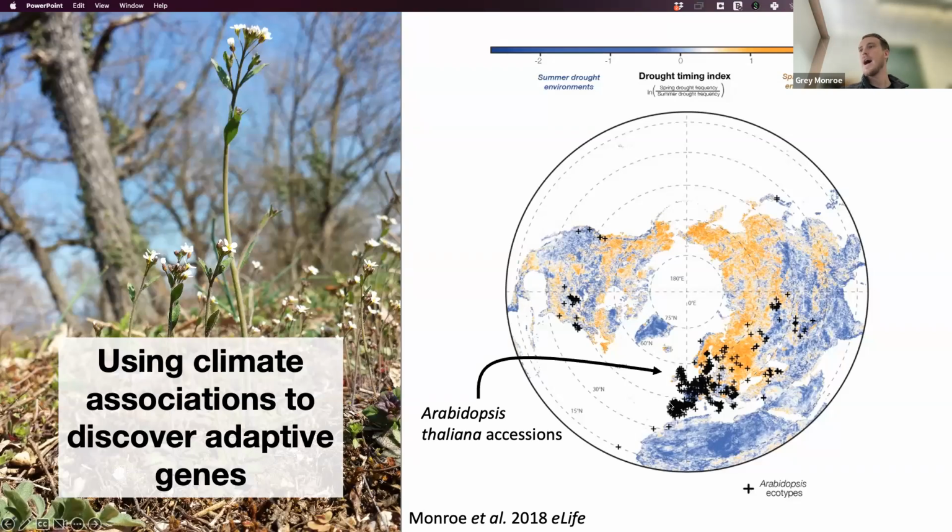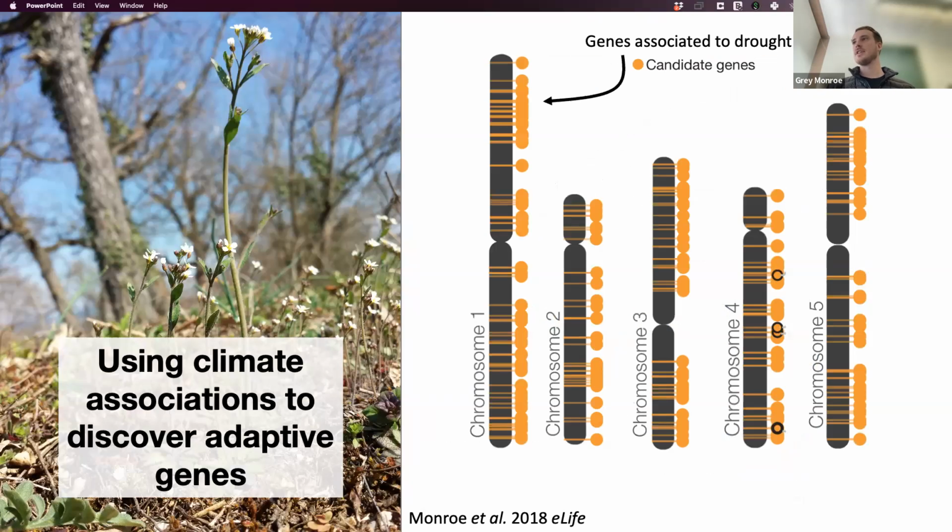I've colored this map according to a measure that we call the drought timing index, which is an indication of what time of year plants tend to experience water deprivation. And we were interested to ask, do we see variation across these climate gradients at the genetic level? Are there examples of genes where we see variation that is predicted by what climate an individual comes from? When we do this, we found a lot of genetic variation that seems to be important. So this is exciting. This is a visualization of the genome of this little plant, Arabidopsis.